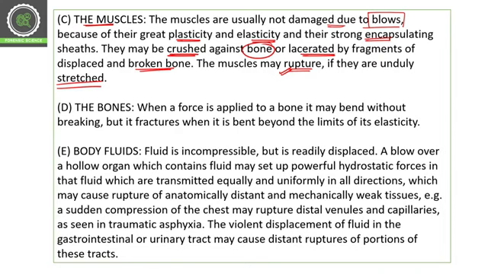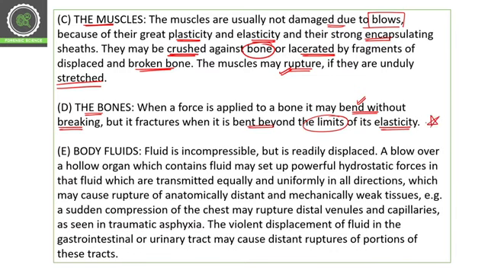Okay, next we have the bones. When a force is applied to a bone, it may be bent without breaking. So if we apply great force to the bones, they might get bent, but breaking a bone is a very hard phenomenon, we can say. A simple blow or force is not going to break the bones, but it fractures when it is bent beyond its limit and its elasticity.